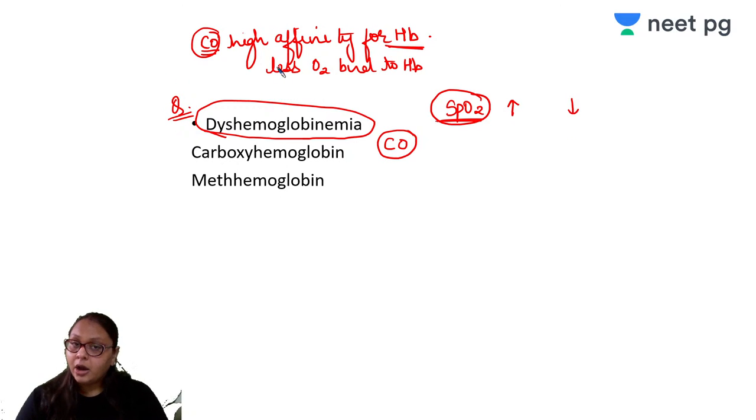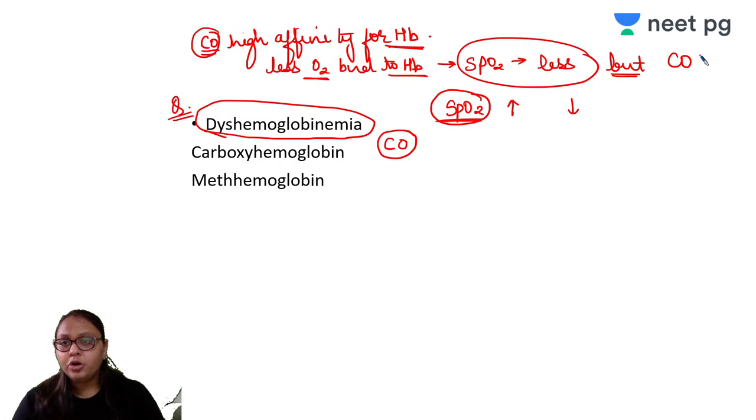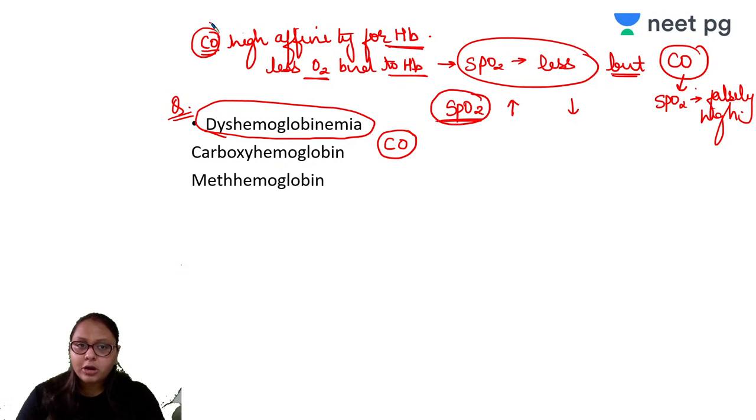Guys, according to the principle, less amount of oxygen is bound to hemoglobin. So SpO2 ideally should have been less. But in carbon monoxide poisoning, we see that the SpO2 value is actually falsely high. It is falsely high. Now, why is it so? Dr. Abhishek, Dr. Uttam, are you getting my point? In carbon monoxide poisoning, the SpO2 gives us a false high value. Now, why is it so?